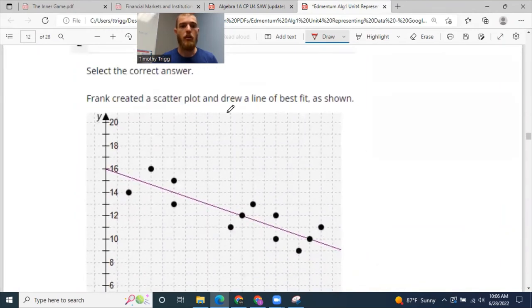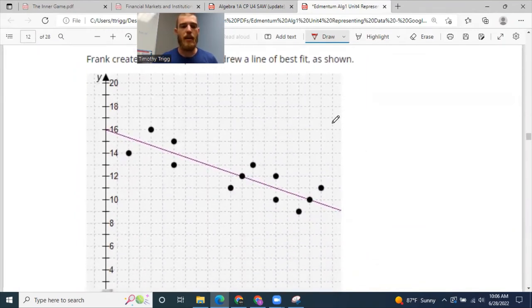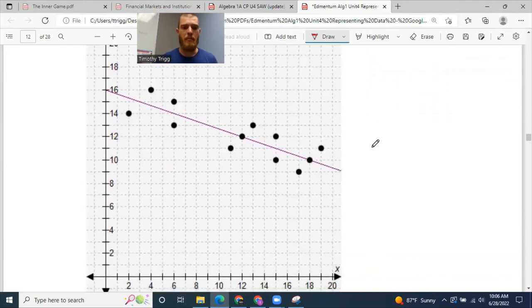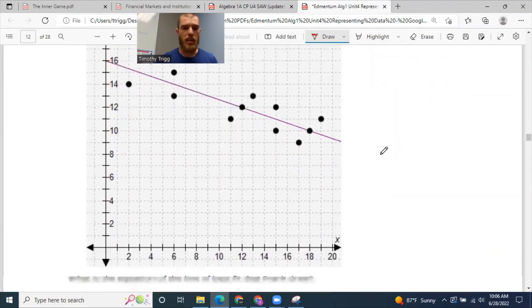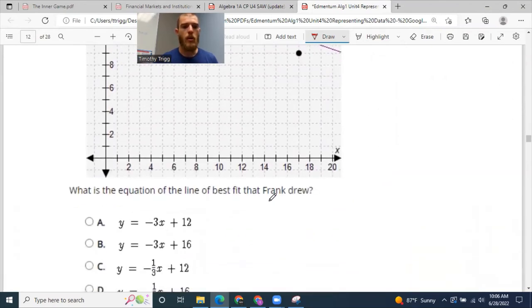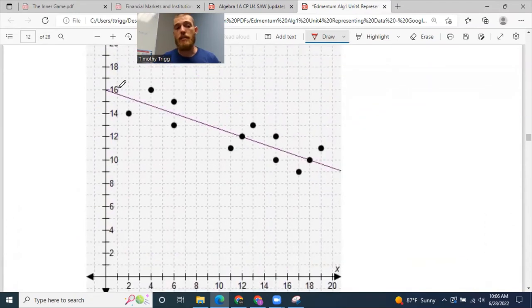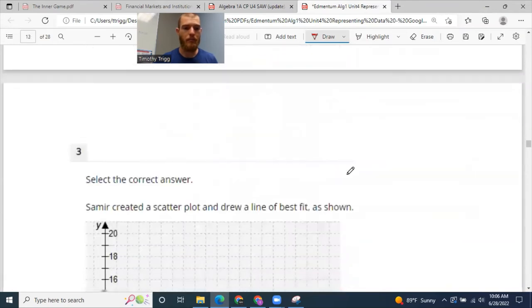Okay. Frank created the scatter plot and drew the line of best fit as shown. By the way, I'm only going to give you usually a hint for each of these problems. Some of the problems I might help you with completely, but mostly just a hint. What is the equation of the line of best fit? Well, in this case, it's going downwards, and you're going to want to write it in slope-intercept form, y equals mx plus b, where m is the slope, b is the y-intercept. So what's the y-intercept in this case? Well, it's right here, and we know our slope is going to be negative. You can count the slope going from this point to this point and figure out the equation.